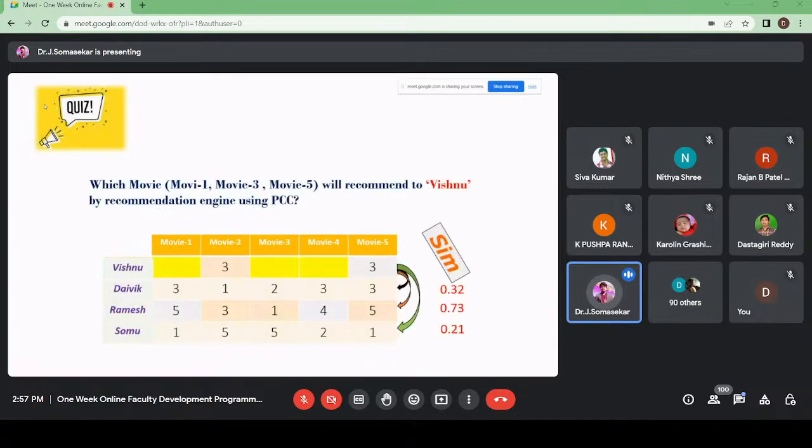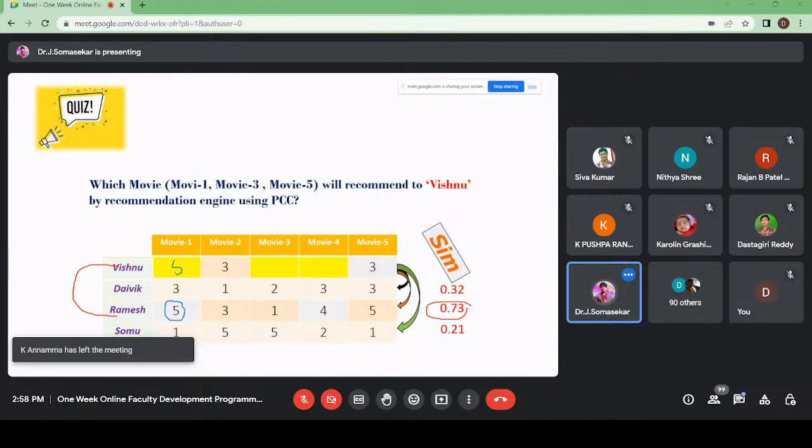Here, we have calculated the correlation coefficient. Now 73% is the highest similarity, between Vishnu and Ramesh. Whatever rating given by Ramesh to movie 1, copy paste here. Whatever rating given by Ramesh to movie 3, copy paste here. Whatever rating given by Ramesh to movie 4, copy paste here. Hope you understood the rating prediction.